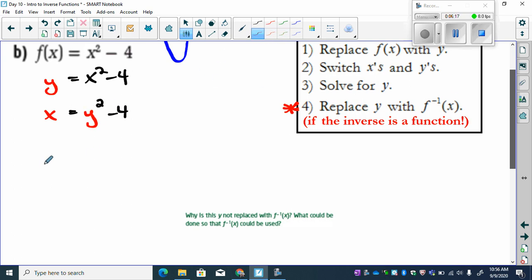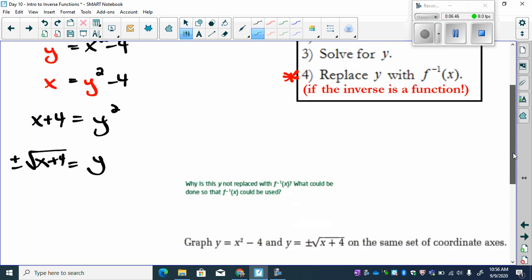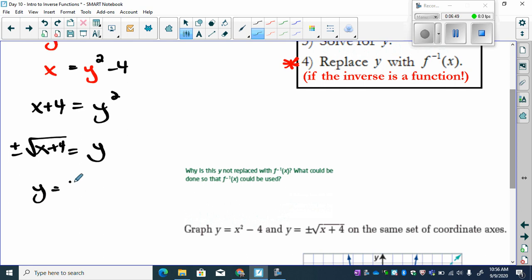Step 3 is to get y by itself. So I'll add 4 to both sides. So I'll have x plus 4 equals y squared. Okay, and then to get rid of this degree 2, I'd have to take the square root of both sides. So y is going to equal the square root of x plus 4. Now keep in mind, that could be a positive or a negative. And there we have it. y equals the positive or negative square root of x plus 4.